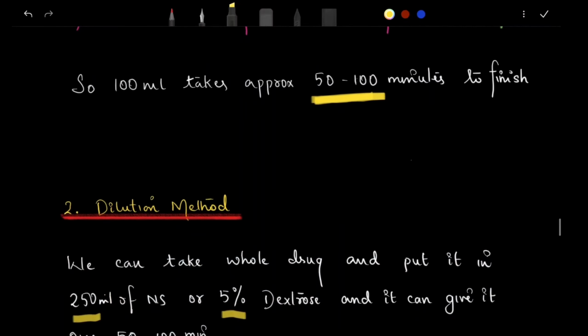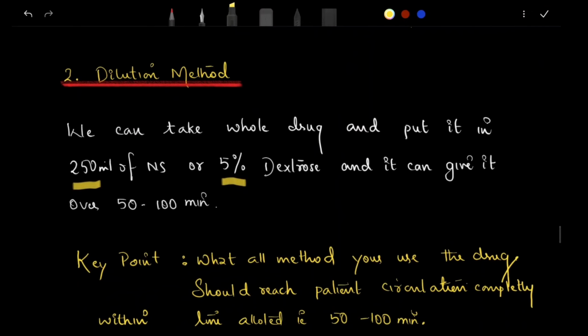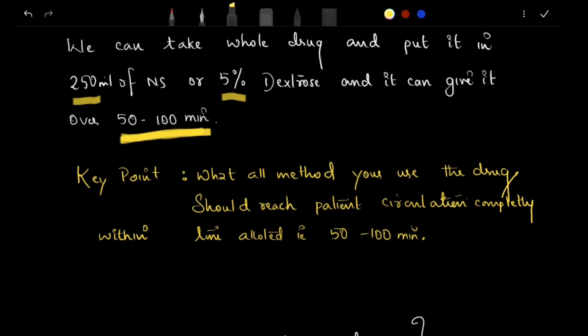Next is the dilution method. In that, you just take 250 ml NS and mix this whole ASV, or you take 5% dextrose. Then you can give it over 50 to 100 minutes. Whatever method you use, the key point is that within the stipulated time, that is 50 to 100 minutes, you should complete the anti-snake venom.